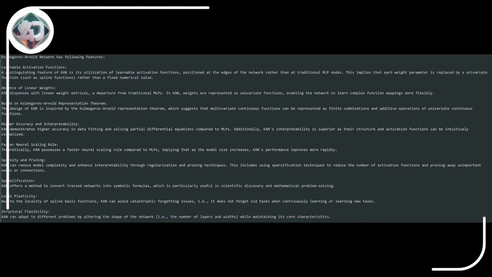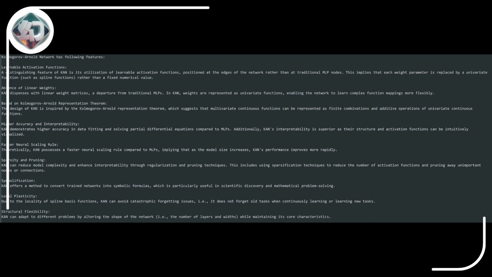Based on the Kolmogorov-Arnold representation theorem, the design of KAN is inspired by the theorem, which suggests that multivariate continuous functions can be represented as finite combinations and additive operations of univariate continuous functions.